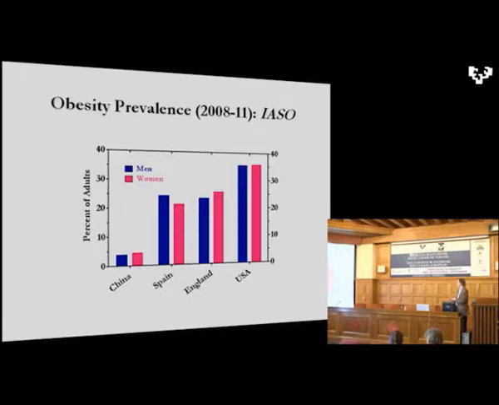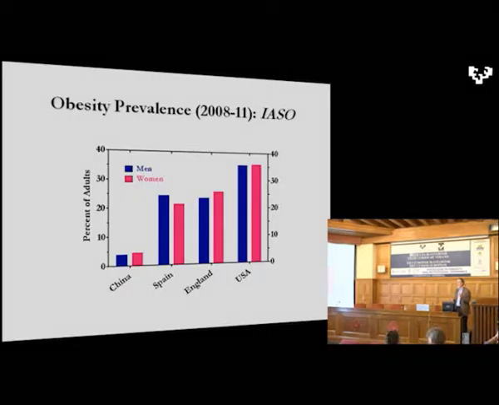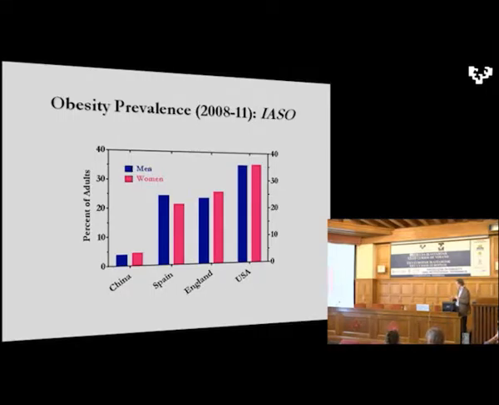China has a very low incidence of the order of 5%, but it's increasing rapidly. Spain, which I put here, and England have approximately the same level of obesity in the population. That is close to 25% of adult men and adult women. And that's pretty hard.